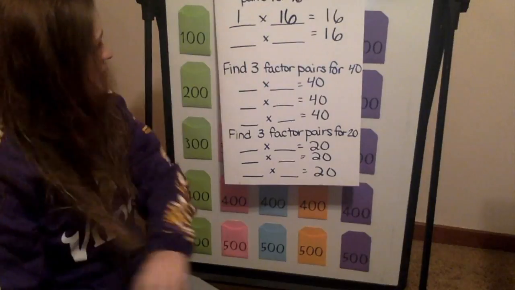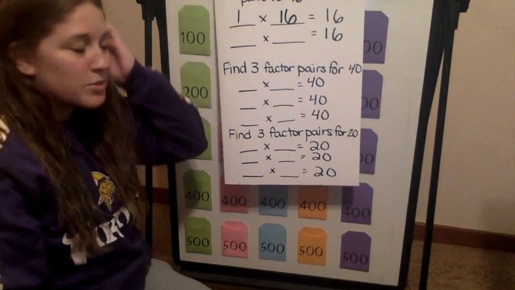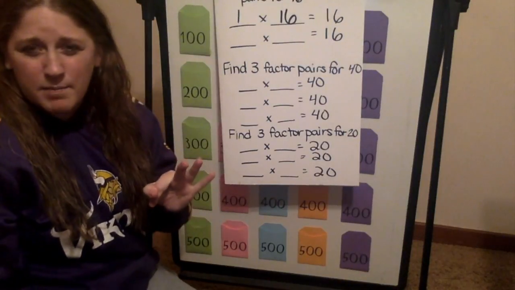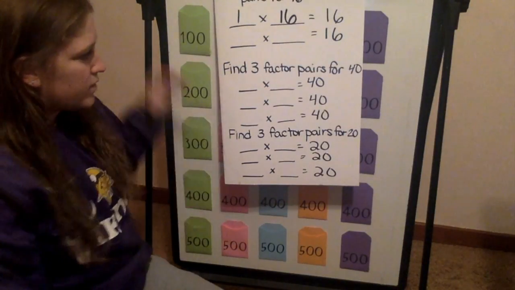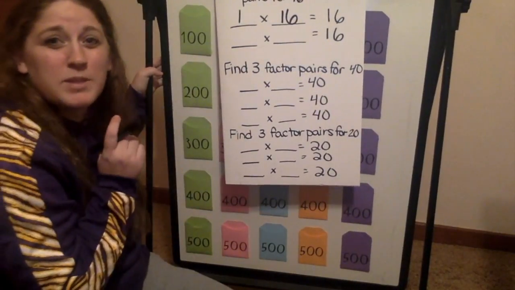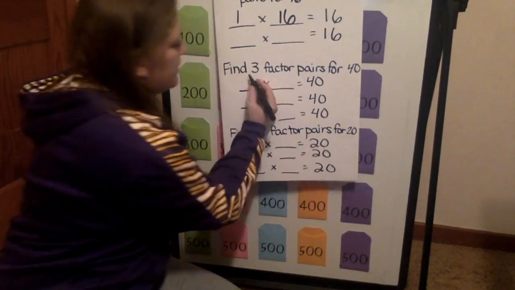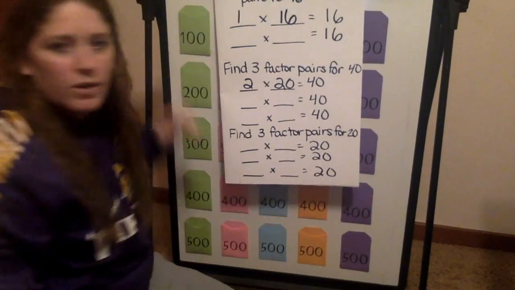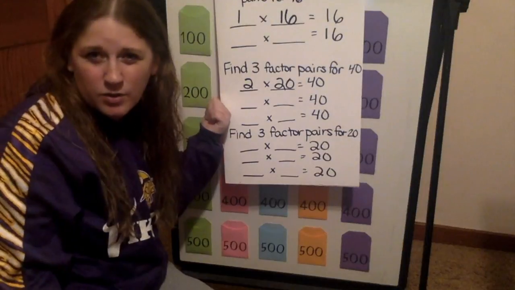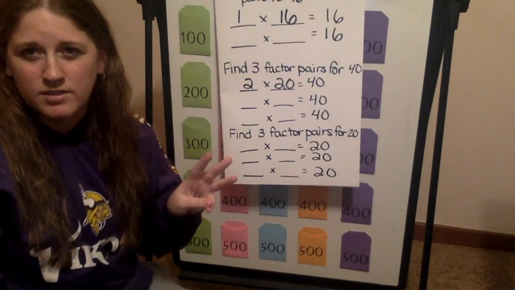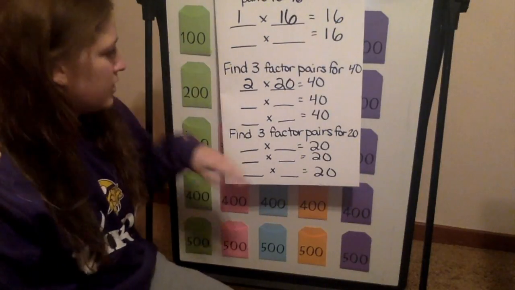Then the next one says find 3 factor pairs for the number 40. That means 3 different things I can take by each other to get the number 40. So, I know this is an even number, so it means I can always take it by 2. So I'm going to take 2 times 20 to get 40. Once again, this is also a different one. Do not just flip those. You need to find 3 different sets of numbers. There's plenty of them for you to use.